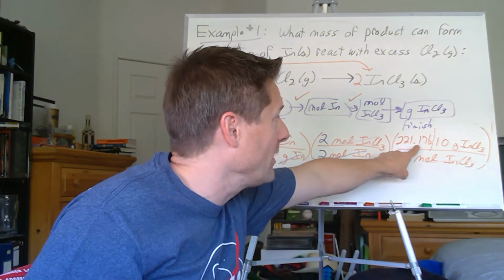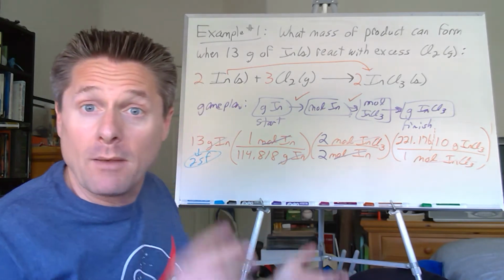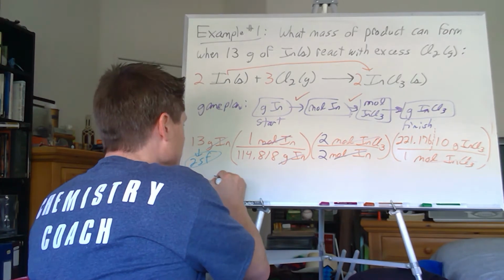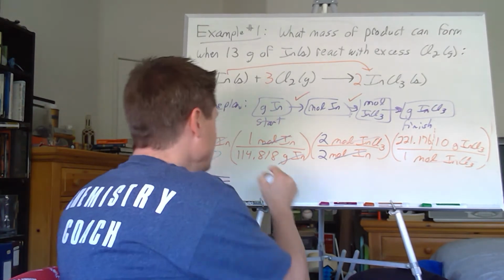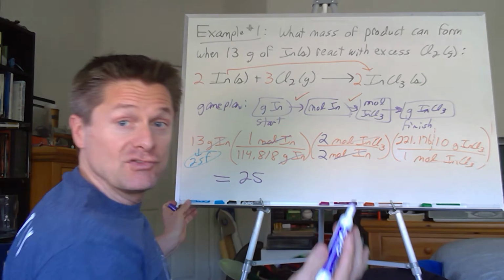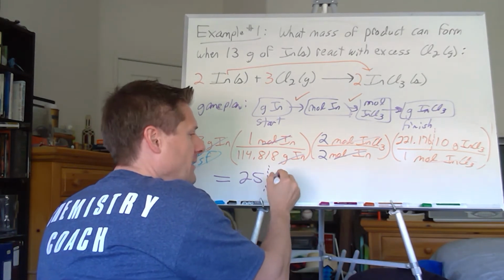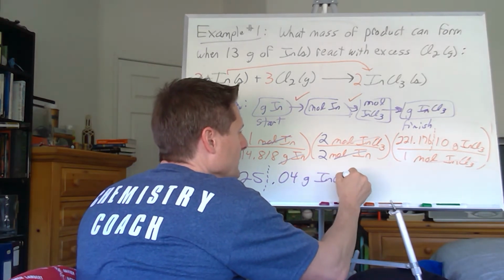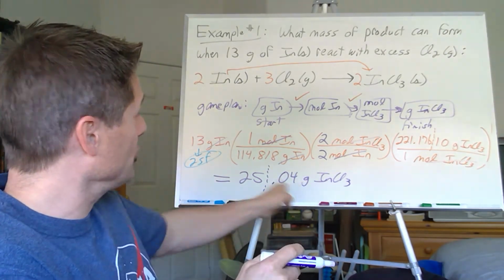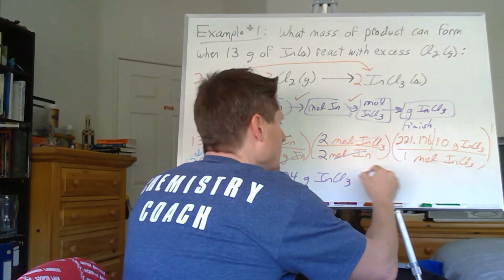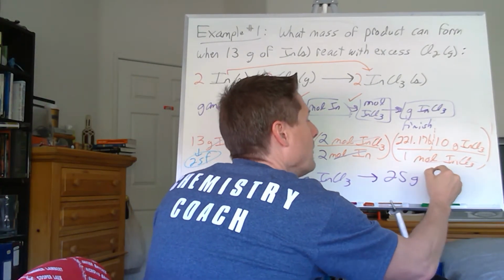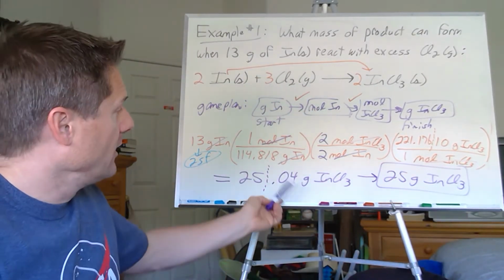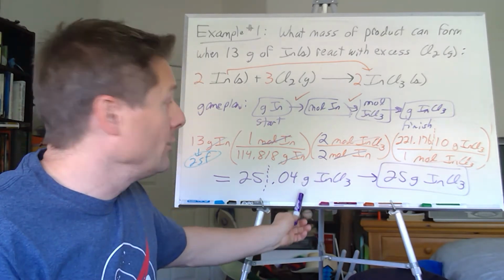Times 221.17610 divided by 1. Pop it all out on your calculator. And we get it to 2 significant digits. So I get 25. There's my 2 significant digits, so I'm going to put my vertical dash line, 0.04 grams of indium 3 chloride. And that's closer to 25 than to 26. So we're going to round this to 25 grams of indium 3 chloride. So show me the intermediate non-rounded value, units, and substance.